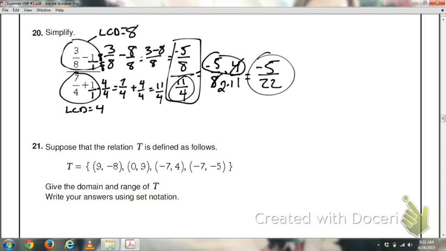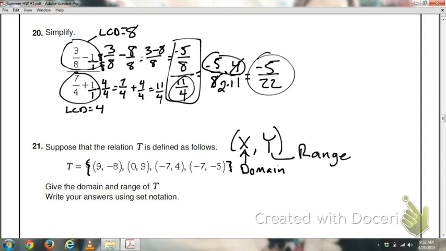21 is talking about a relation. Now a relation, this is called set notation, where you use these brackets here and here. And now if you recall, when you write coordinates, it's always the x coordinate followed by the y coordinate. And very simply, guys, the x value has to do with your domain. That's like what you're plugging in, and the y values have to do with what we call the range, or the outputs. So what this is asking for is: give the domain and range of t.